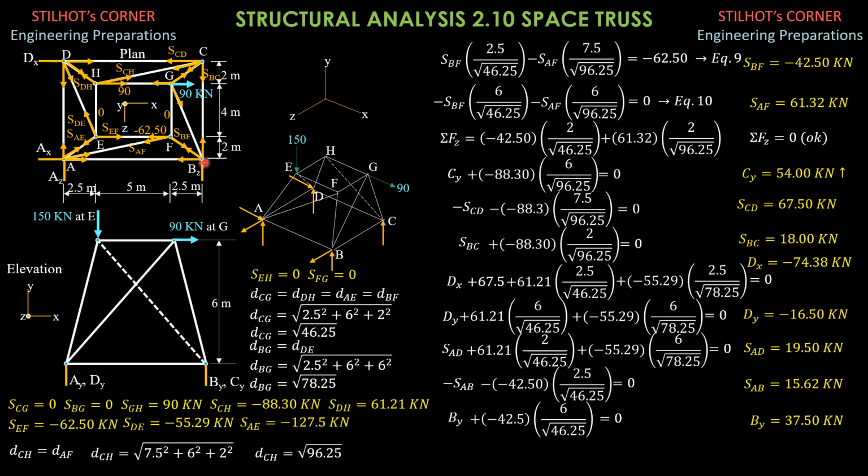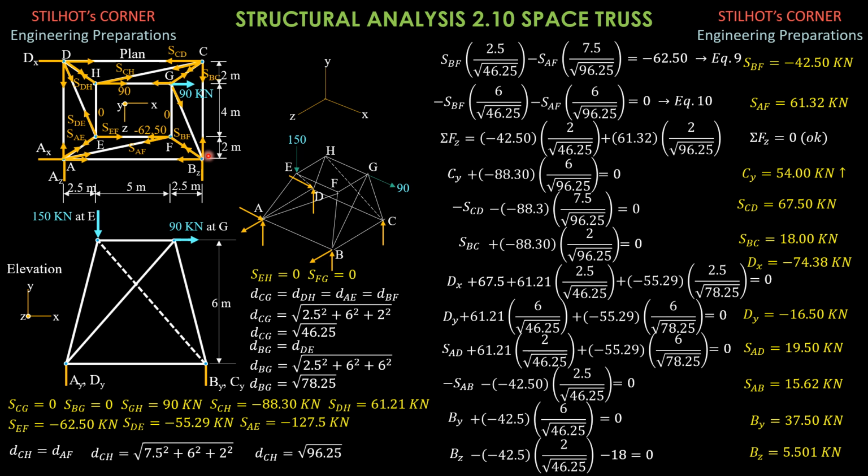Then, let's solve for BZ. Summation forces along Z equals 0. So let's assume that BZ is in this direction, so positive direction. So BZ, then minus SBF. SBF is negative 42.5 times 2 over square root of 46.25, minus SBC, and SBC is negative 18, equals 0. So solving for BZ, BZ is equal to 5.501. So let's just round that off to 5.5 kilonewtons.